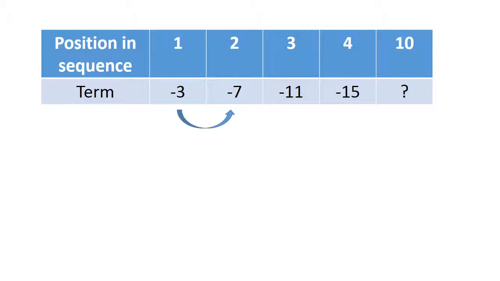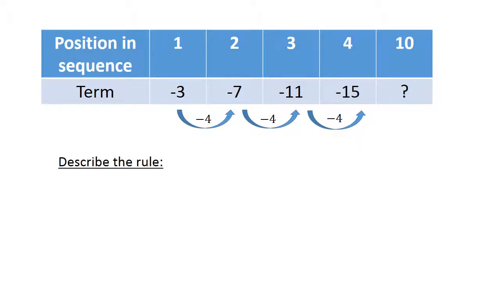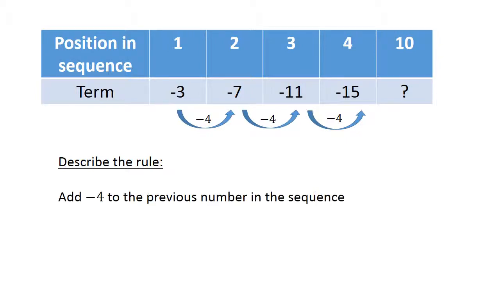We don't know. Now let's see what happens from term negative 3 to negative 7. We add negative 4. From negative 7 to negative 11, again we add negative 4. And from negative 11 to negative 15, we add negative 4. Let's describe the rule. We add negative 4 to the previous number in our sequence.